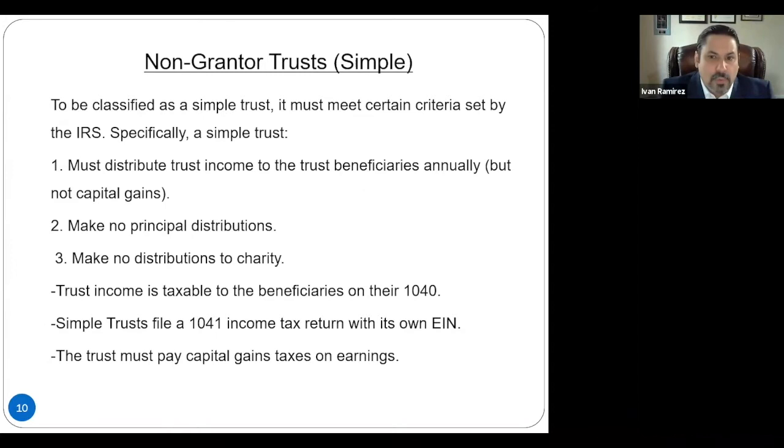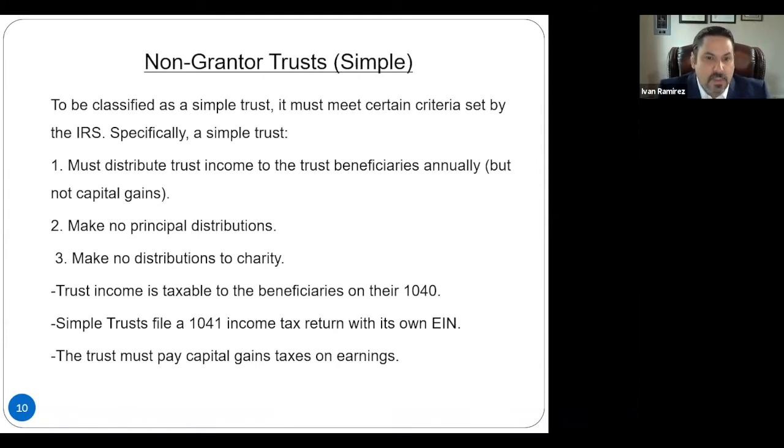So non-grantor trusts are basically a trust that has been set up. It's an irrevocable trust, and to be classified as a simple trust, it has to meet certain criteria set up by the IRS. Okay, so whenever you hear the term simple trust, it means it has these following characteristics.